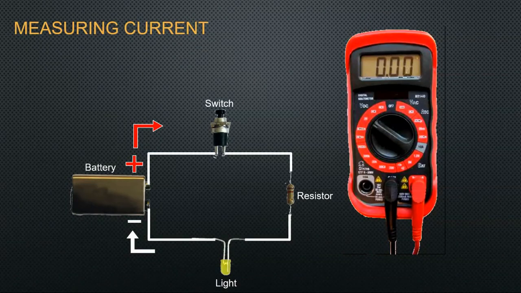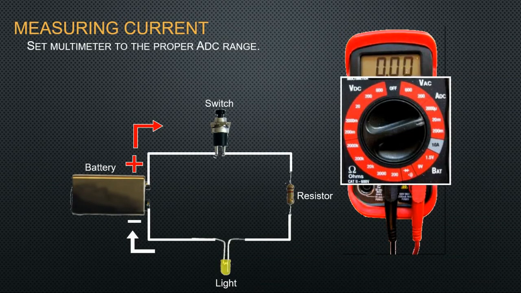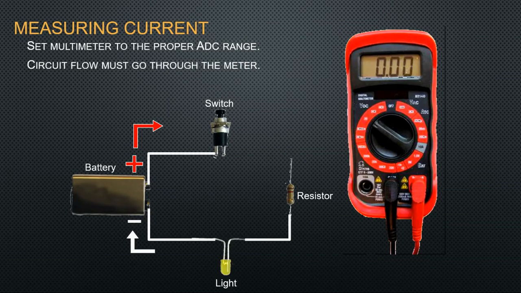Measuring current with a multimeter is done a little differently. First, the dial is set to the appropriate current range. Then the circuit is broken and the leads of the multimeter are used to complete the circuit. The current has to flow through the multimeter to take this measurement.